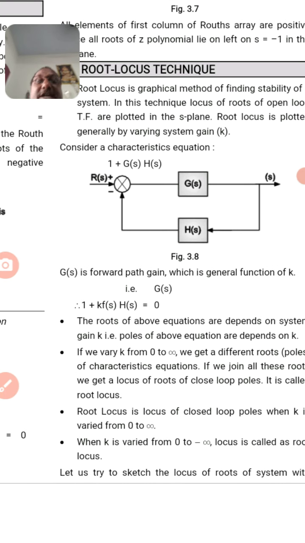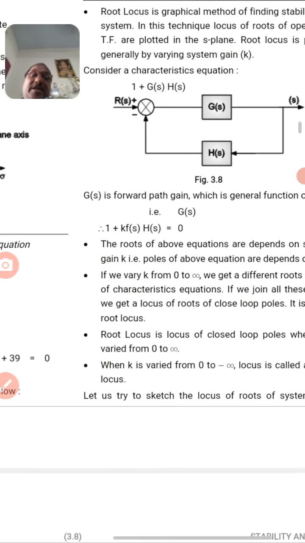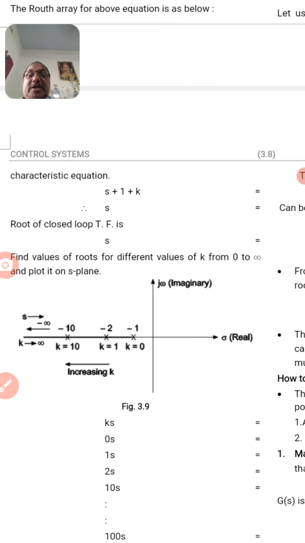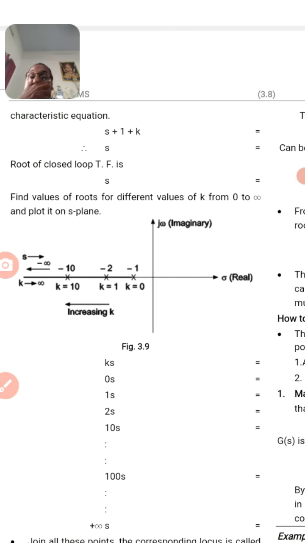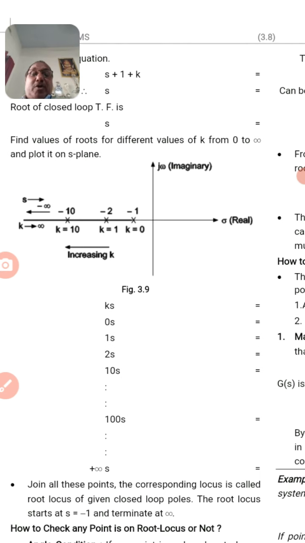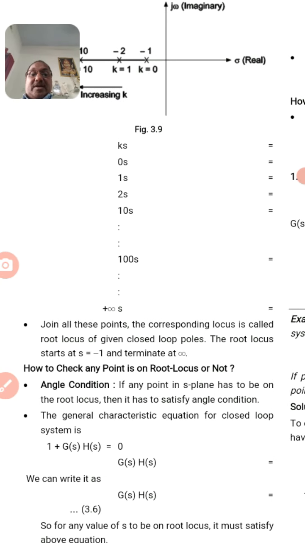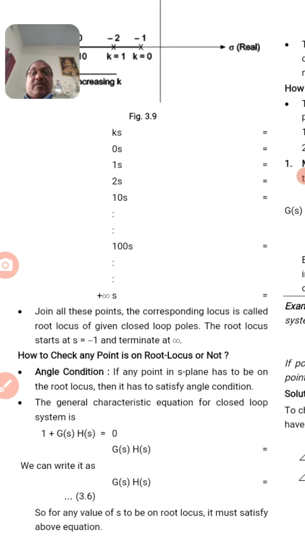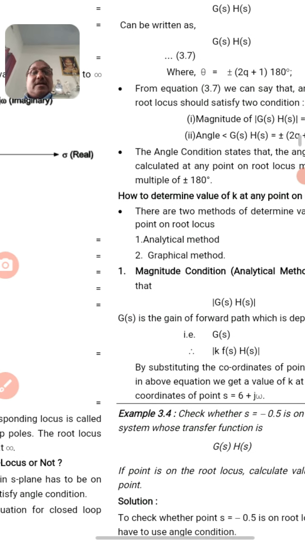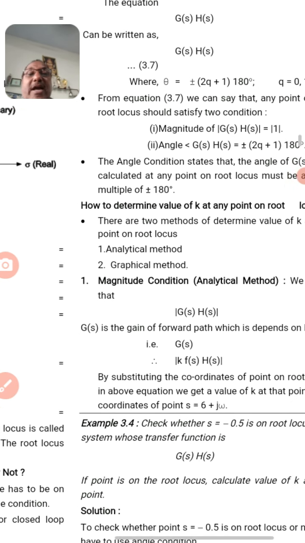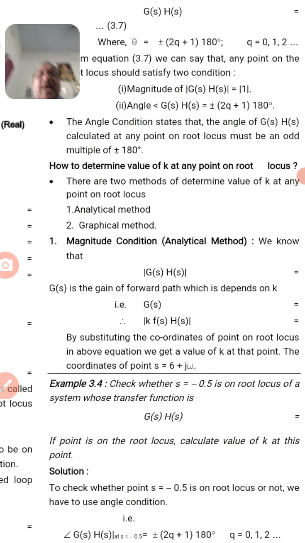This root locus technique needs a characteristic equation first from the transfer function. We find out different poles from this characteristics equation. Then we find out with an angle condition and a magnitude condition. We find out the angle of the poles and the magnitude of the poles. Magnitude condition is also there.